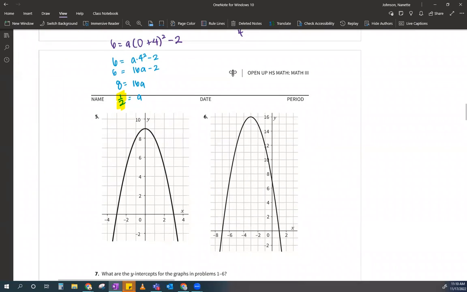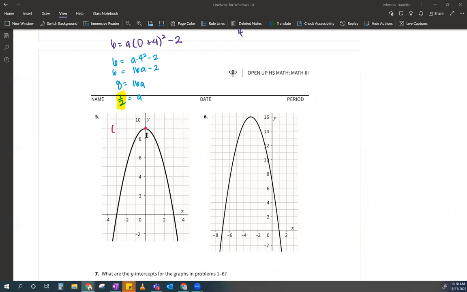So the other problem that someone asked me to do was number 5. And number 5 is this one here. Already you can see that it's an upside down a. I will use vertex form for this one because they gave me a clear vertex. So the first thing that I'm going to do is pull off my vertex, which in this case is 0, 9.